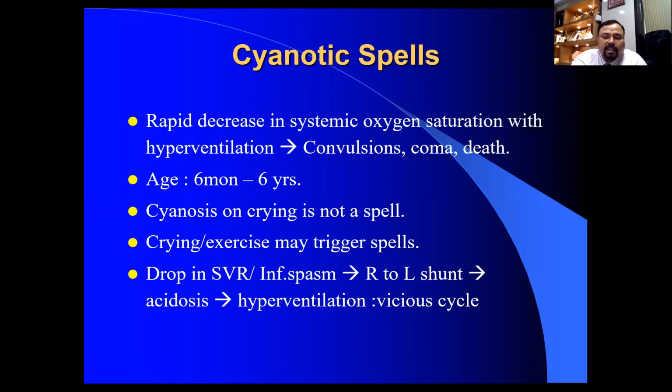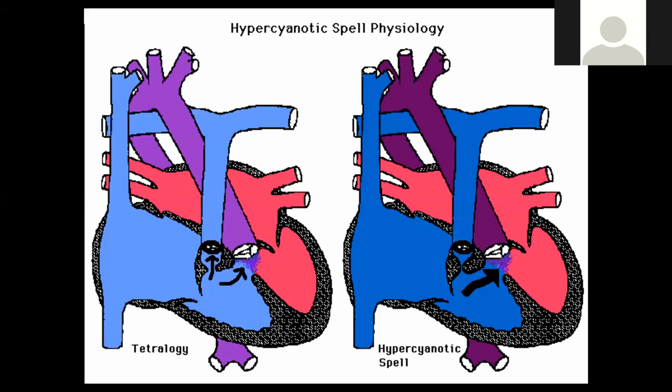A drop in SVR, systemic vascular resistance, or infundibular spasm leads to right to left shunt, which causes acidosis, which causes hyperventilation. So this is a vicious cycle, which leads to cyanotic spell.